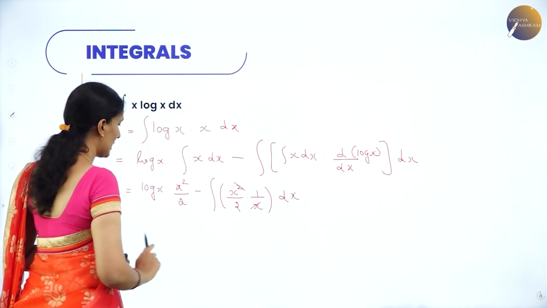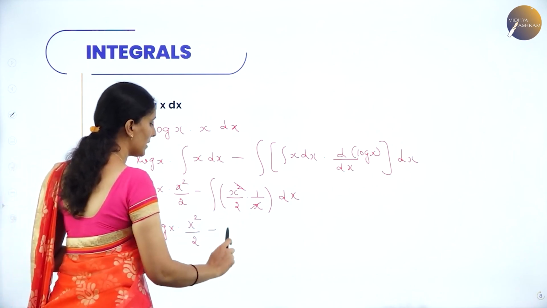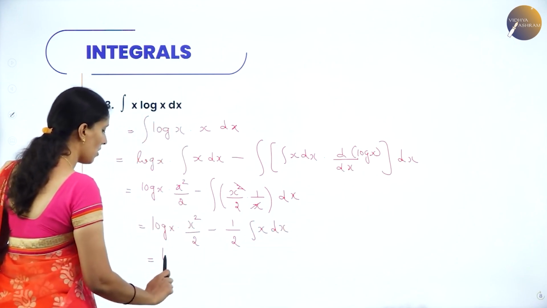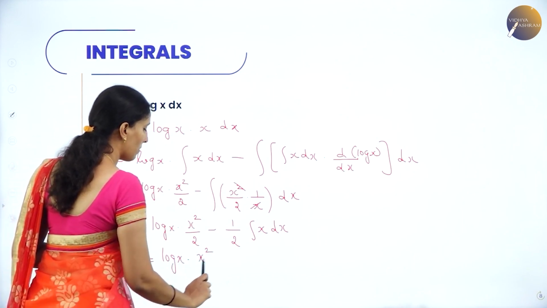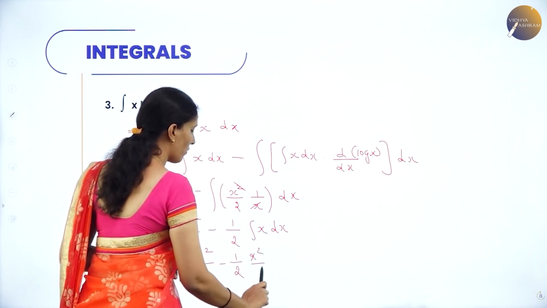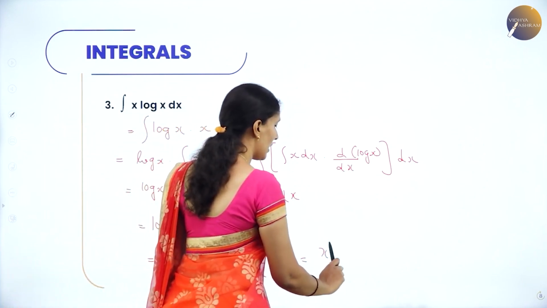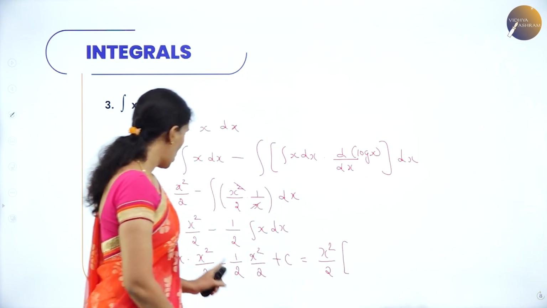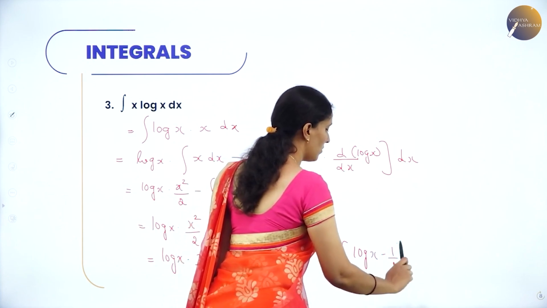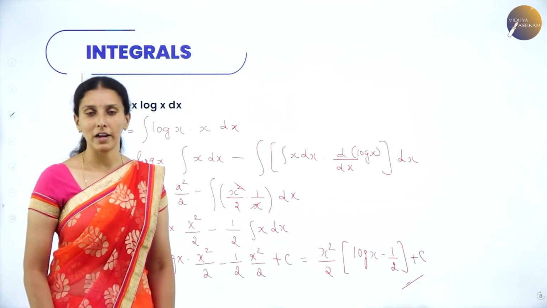So x cancels. We have log x into x square by 2 minus, let me take half outside, you have the integration of x into dx. So again log x into x square by 2 minus 1 by 2. So what is the integral of x dx? Again it is x square by 2 plus c. So if you take x square by 2 outside, we have log x minus 1 by 2, plus c. You can also write it in the form of 2 log x minus 1 divided by 2.